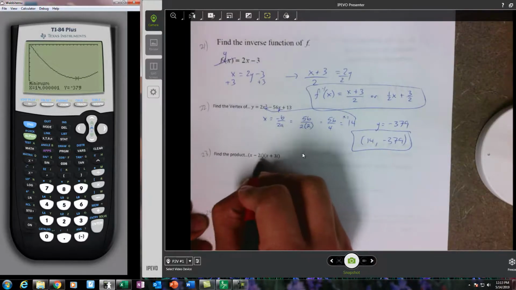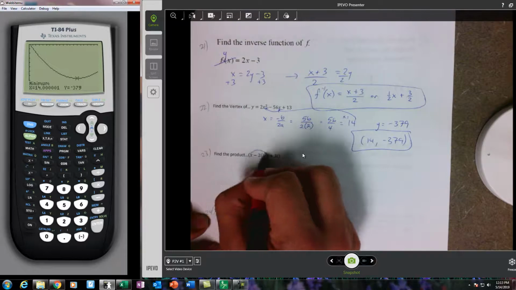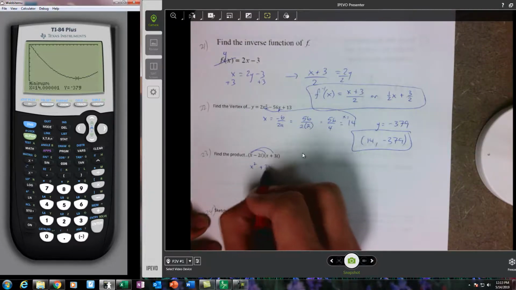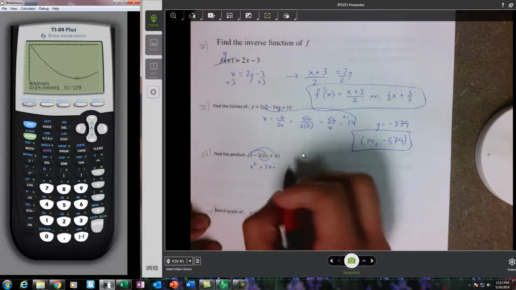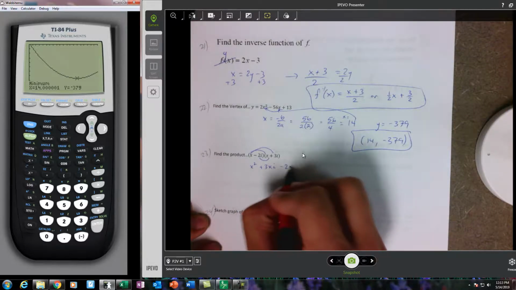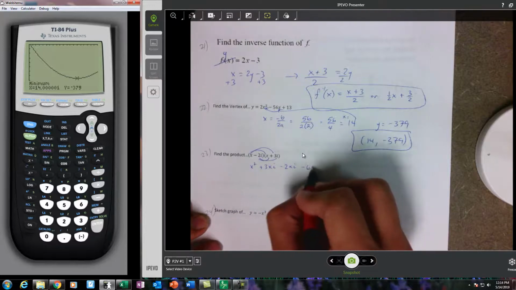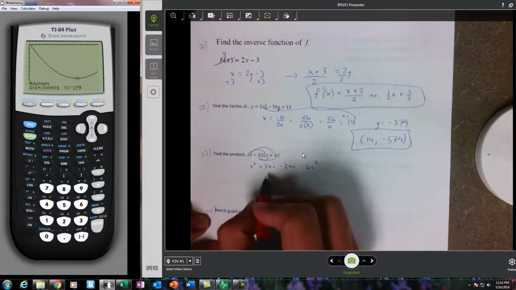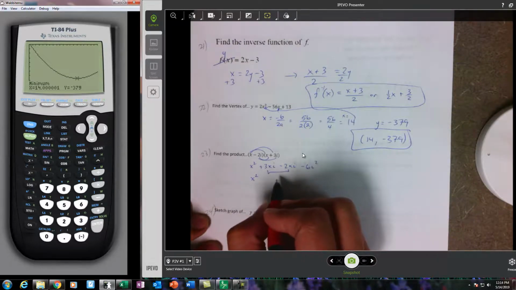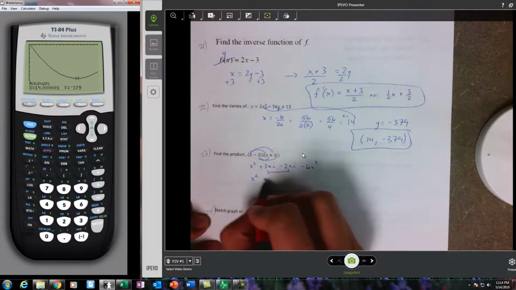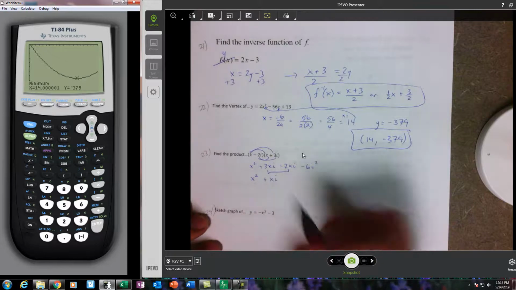Here we have x minus 2i and x plus 3i. X times x is x squared. X times 3i is 3xi. Negative 2i times x is negative 2xi. And negative 2i times 3i is negative 6i squared. So I've got x squared. If I combine my xi terms, that should give me plus 1xi.